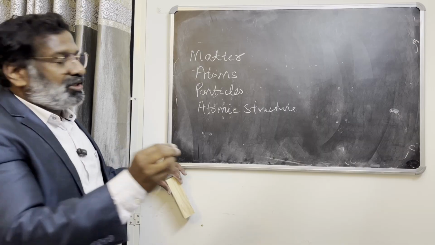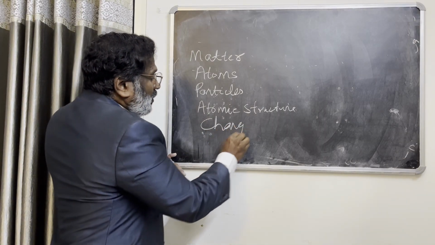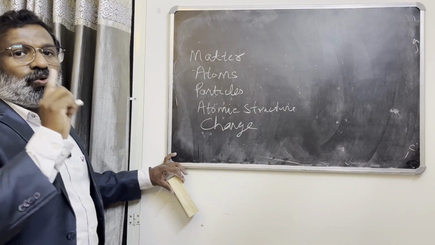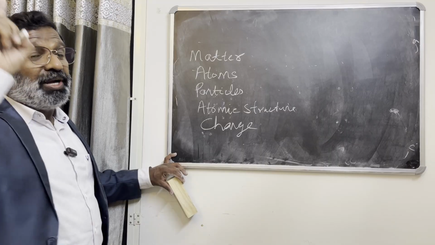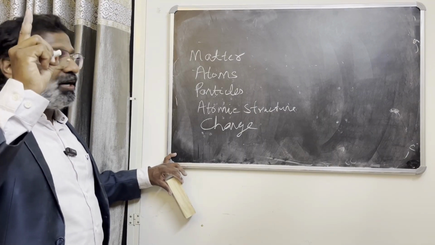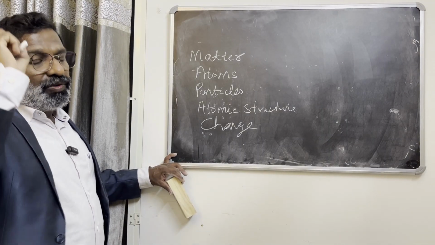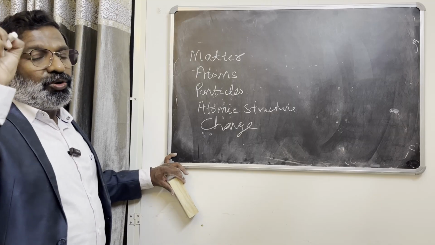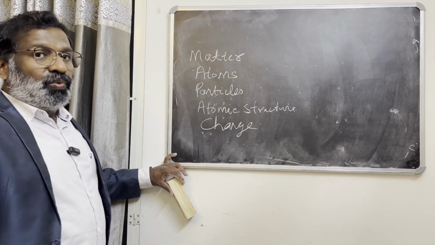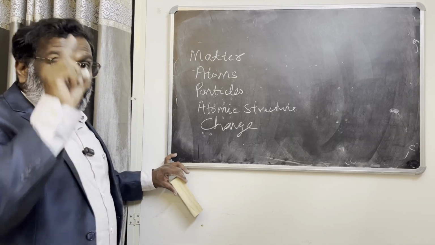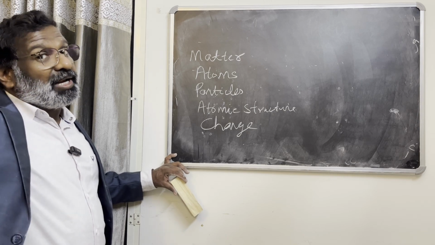So what we have discussed next? Charge. What is the unit for charge? Coulomb. Charge possessed by 6.25 into 10 power 18 number of electrons together is called as 1 coulomb. So what is the charge of 1 electron? Minus 1.602 into 10 power minus 19 coulomb. What is the charge of 1 proton? Plus 1.602 into 10 power minus 19 coulomb.